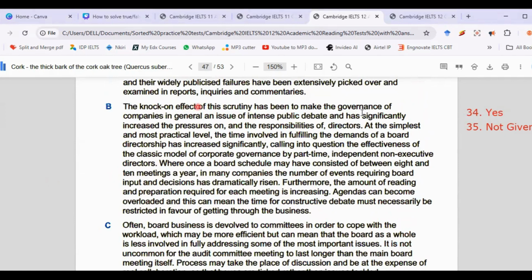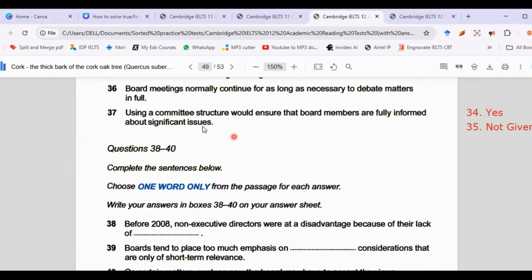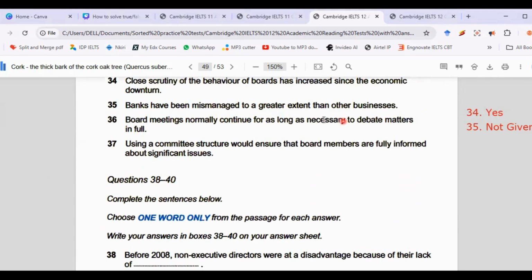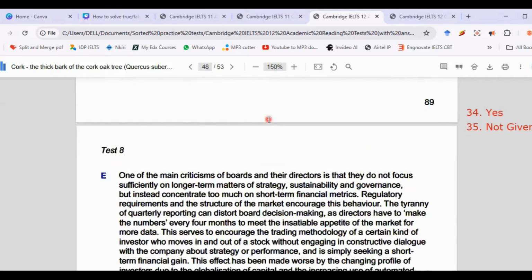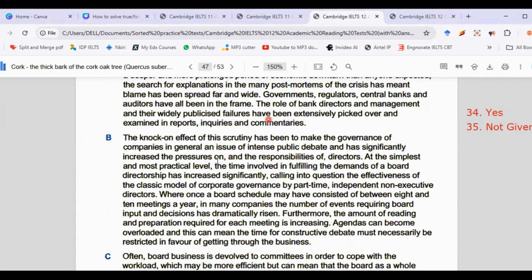Knock-on effect has been to make governance an issue of intense debates. Look at time now. Notice that in that question, they mentioned the issue of time. As long as necessary is a paraphrase for time. In other words, spend as much time as you want. Can you see the way I'm identifying paraphrasing? So look at it. At the simplest, most practical level, the time involved in fulfilling the demands of the board directorship has increased.